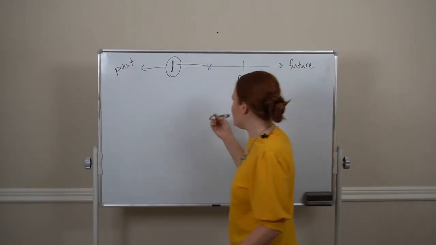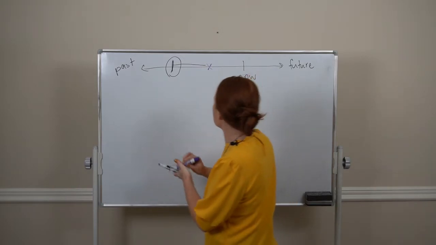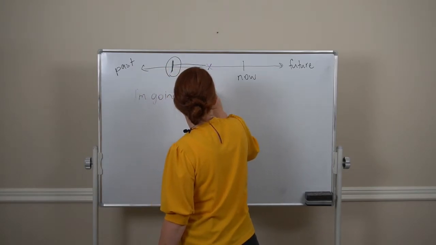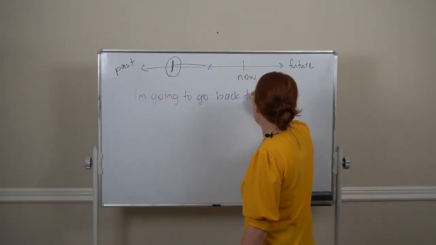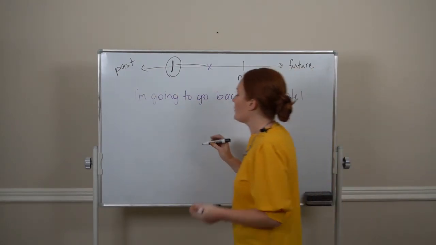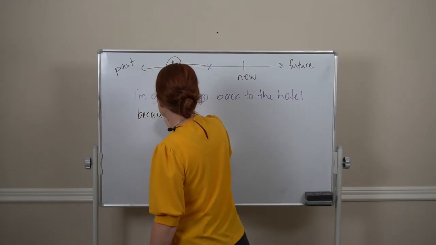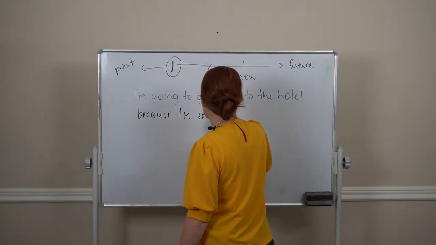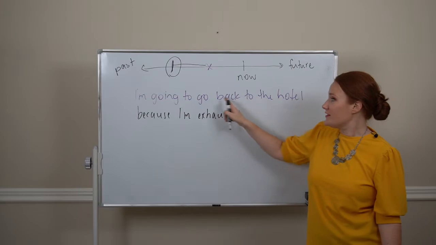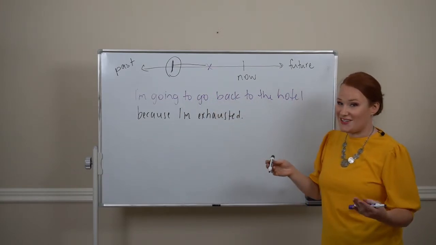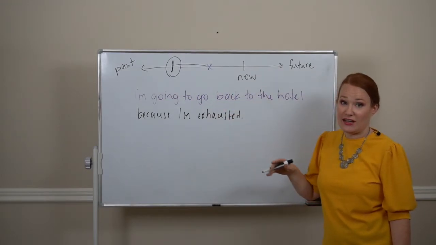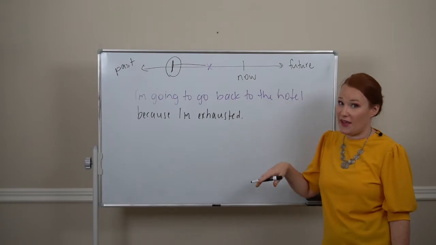So if I have a sentence like, let's see, I'm gonna go back to the hotel because I'm exhausted. Here is right now. This is in the future. But imagine that I want to talk about this in the past. This is something that already happened to me, and I want to tell you about that feeling in the past.